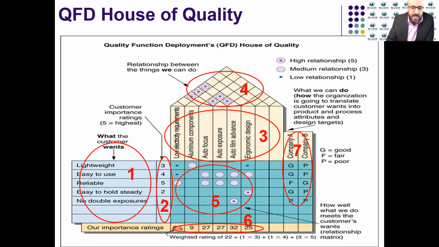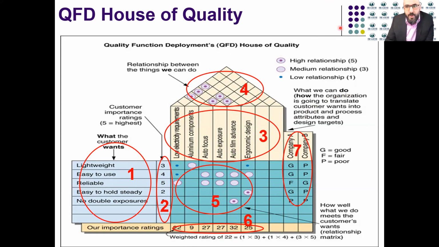How do we calculate these numbers down in this row here? You multiply 1. We said, okay, here is the 1. See, there's a dot. That's 1 times 3, the priority, plus 1 times 4, the priority, plus the circle is a 3, 3 times 5. Add them together, you will get 22, and this is how you calculate all the numbers.